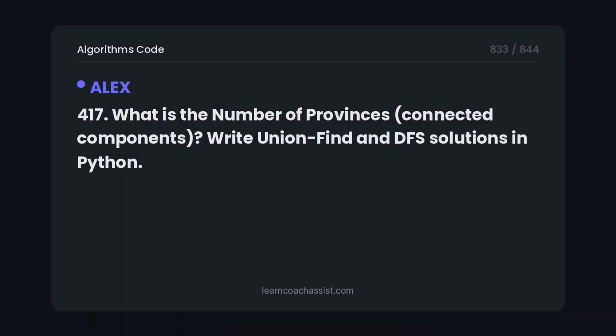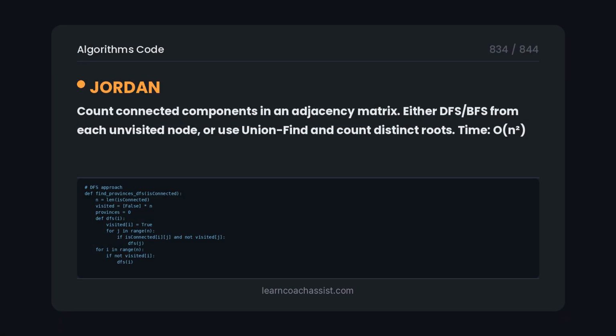For 417, what is the number of provinces, connected components? Write union find and DFS solutions in Python. Count connected components in an adjacency matrix. Either DFS/BFS from each unvisited node, or use union find and count distinct roots. Time O(n²).